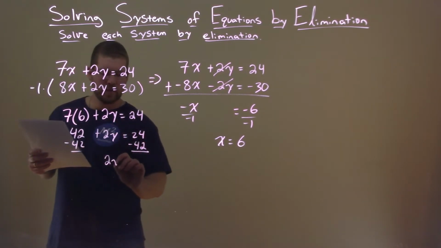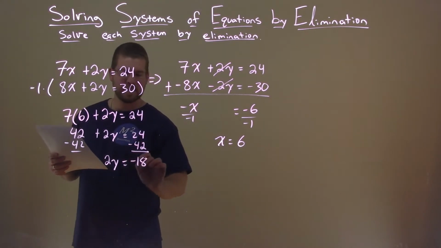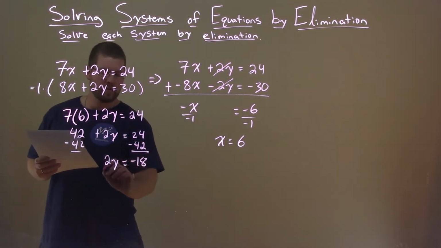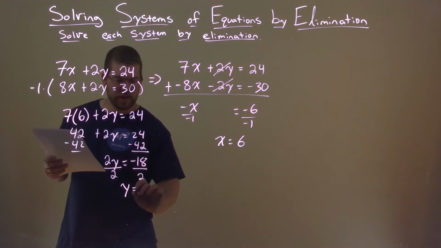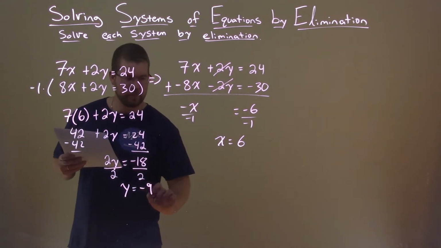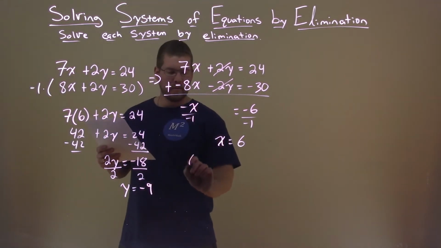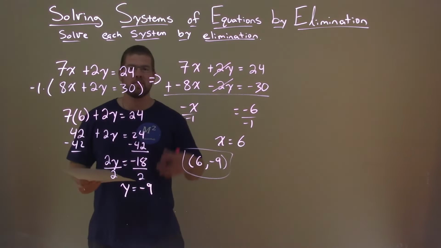2y is right here, and 24 minus 42 is a negative 18. We now divide both sides by 2 here to get y by itself, and y equals negative 18 divided by 2, which is a negative 9. So we have our x and y value. Let's put it as a coordinate point, 6 comma negative 9, and there we have our final answer, 6 comma negative 9.